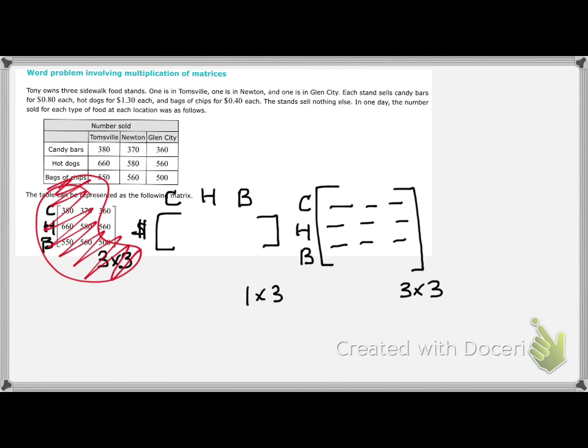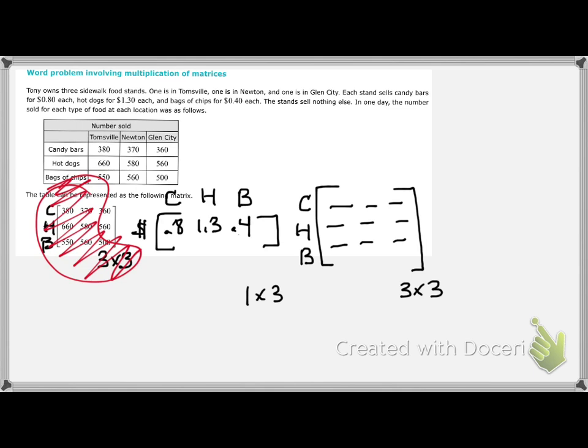Now I'm going to fill in this matrix here with the numbers that go with them. And what is it? It's the price of each product. So the candy bars are 80 cents. The hot dogs are $1.30. I'll just put 1.3. And the bag of chips is 40 cents. I'm just going to put a 0.4 for that.